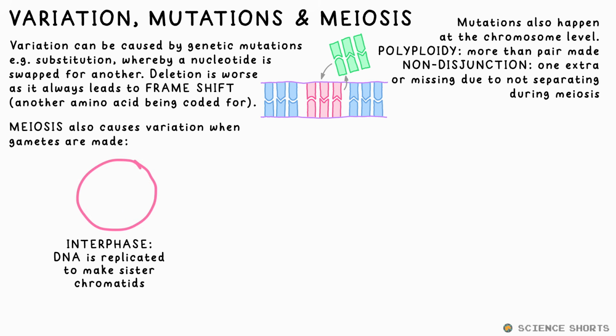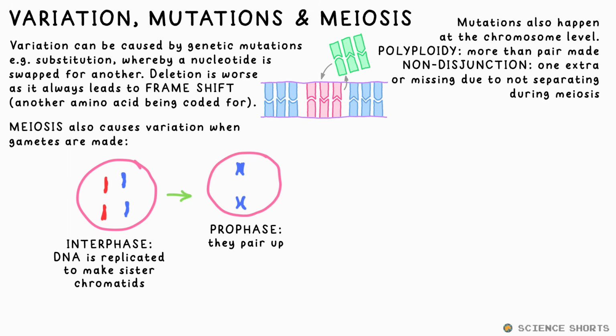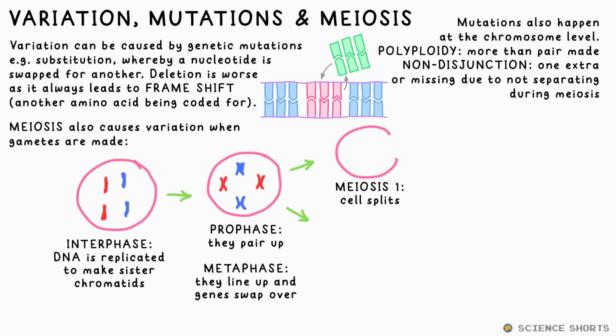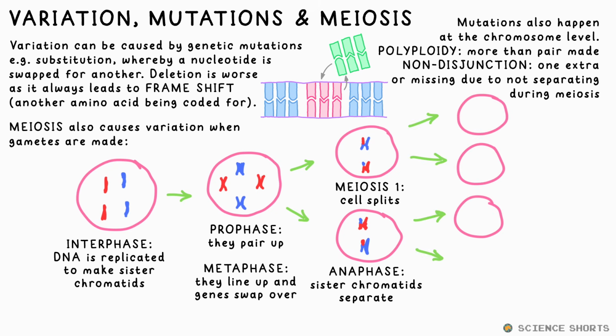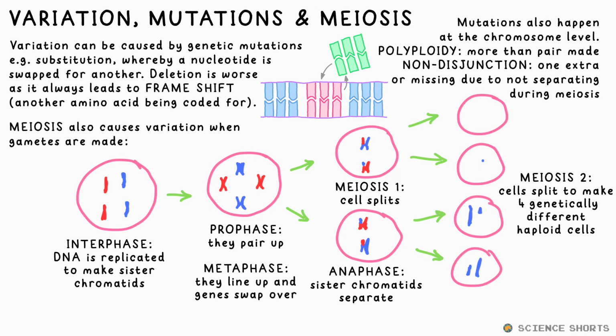The DNA is replicated, interphase, to make sister chromatids. These pair up, prophase, line up, metaphase, and genes swap or cross over at this point, and then it divides. This is meiosis 1. Then the sister chromatids separate, that's anaphase, and the cell divides again to form 4 genetically different haploid cells. That's meiosis 2.